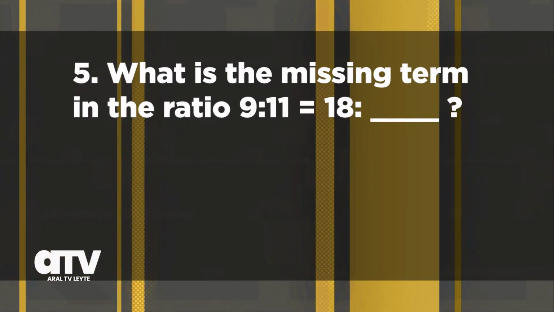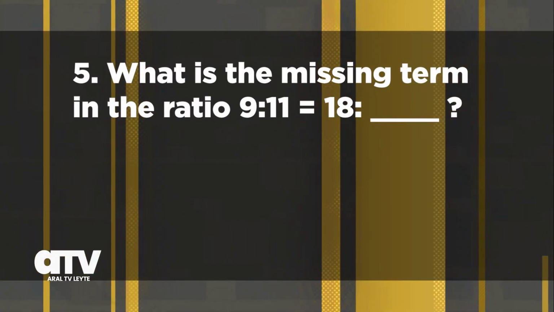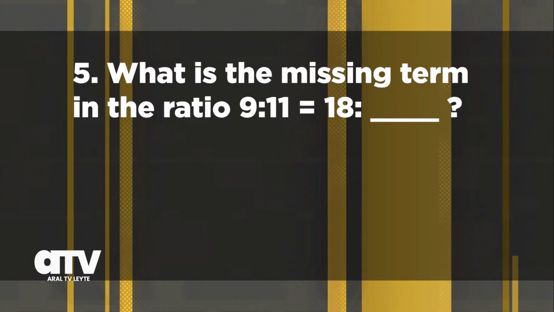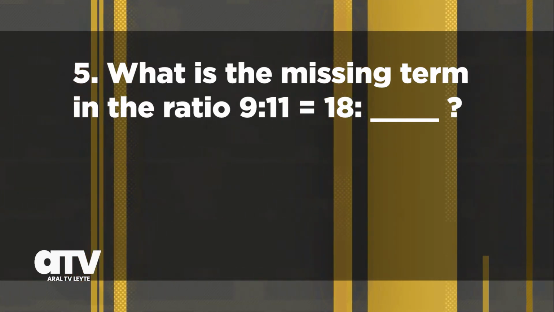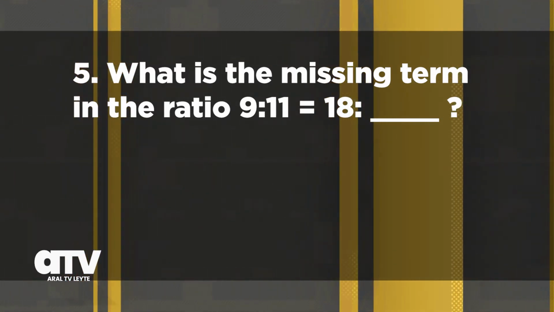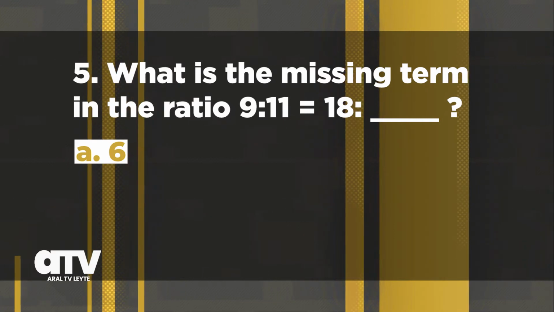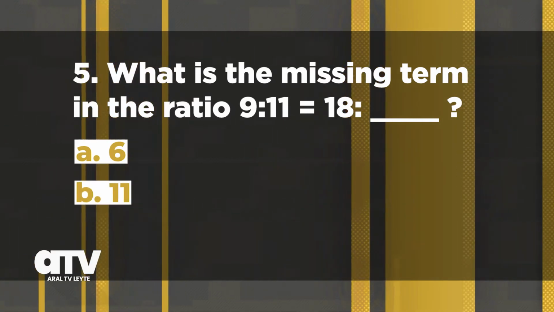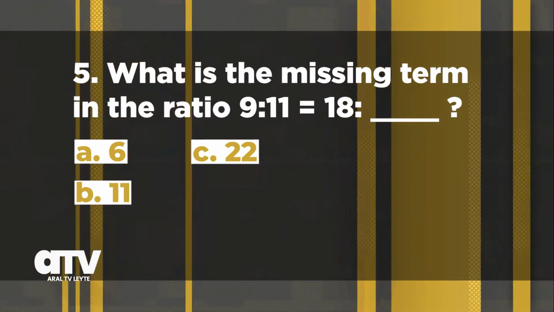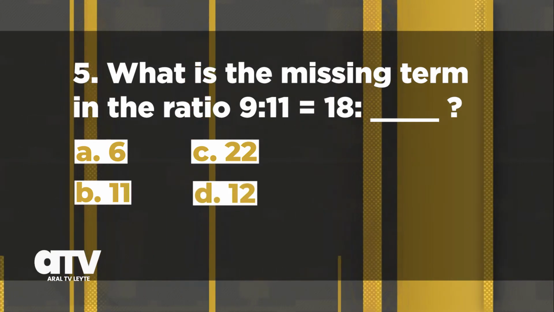And number 5. What is the missing term in the ratio 9 is to 11 as 18 is to what? A. 6, B. 11, C. 22, D. 12.